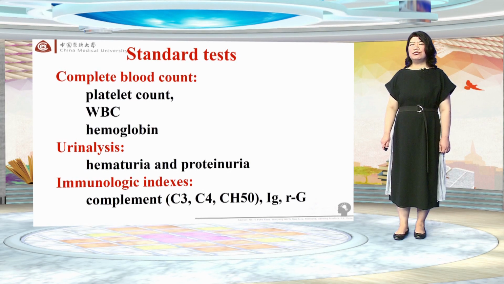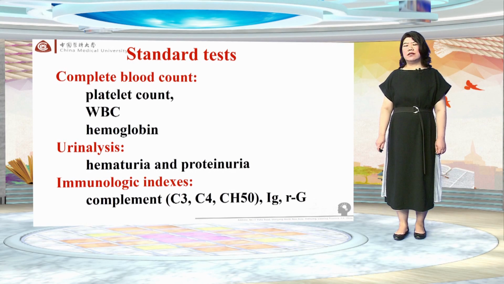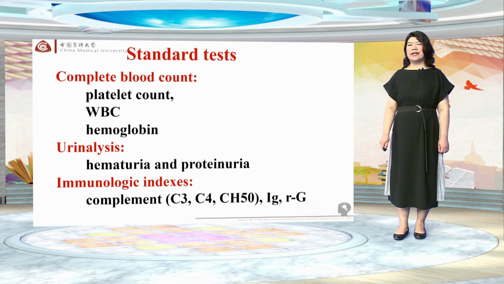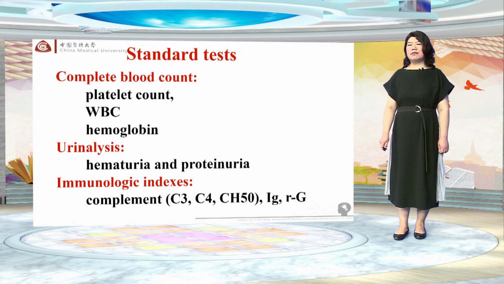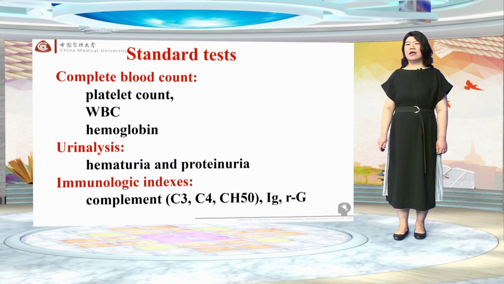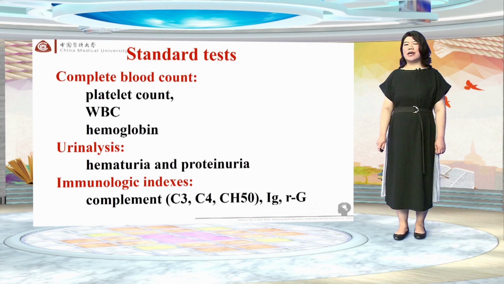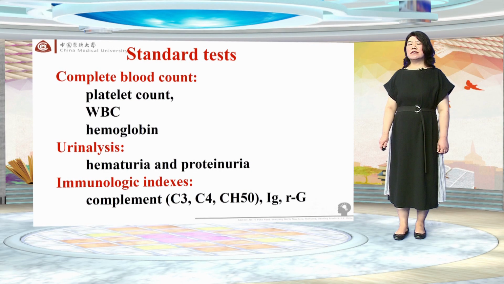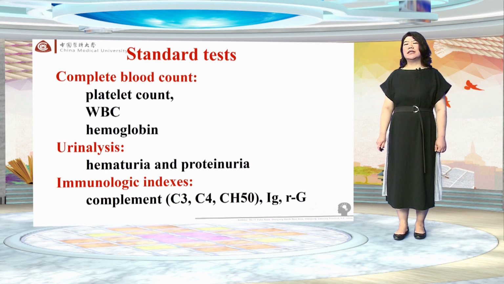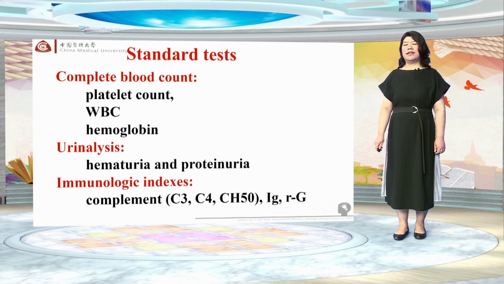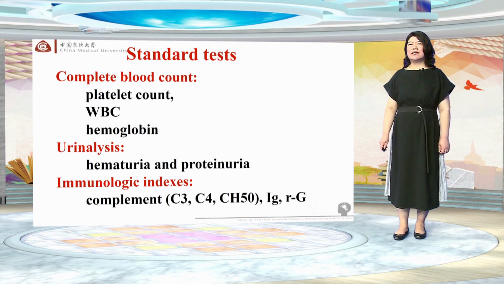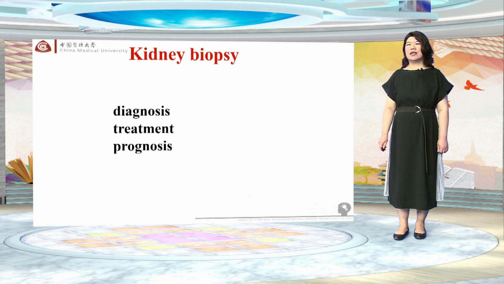And we can also do urine analysis. We can see hematuria and proteinuria in the clinic. There are still some other immunologic indexes, such as complement. We can see a decreased level of complement, including complement 3, complement 4, and CH50. And we can see increased immunoglobulin and gamma globulin in the laboratory test.